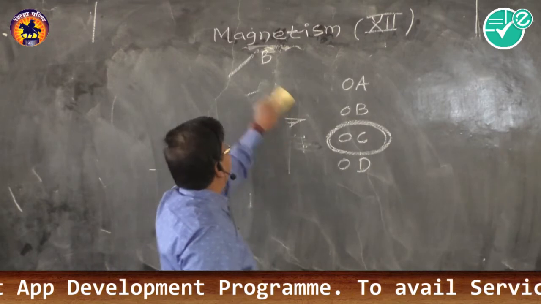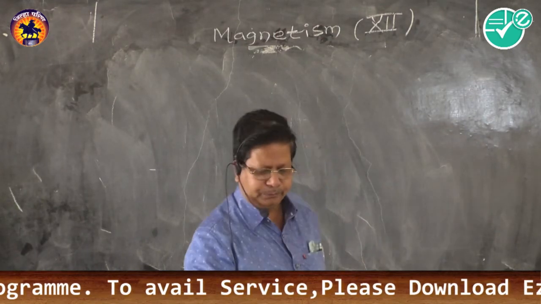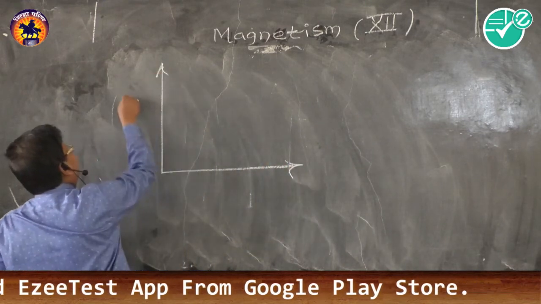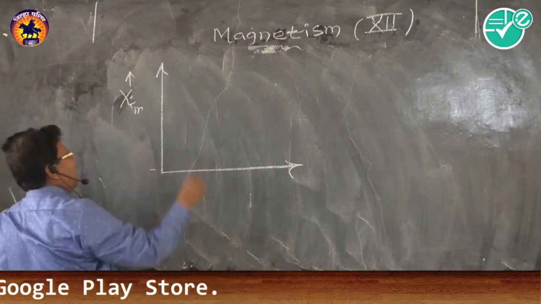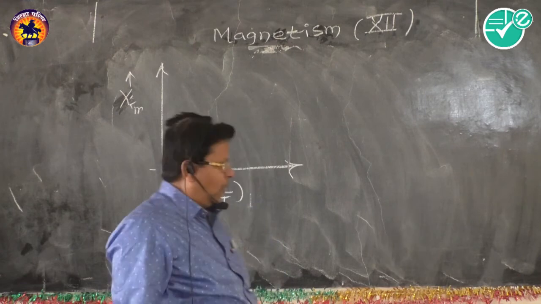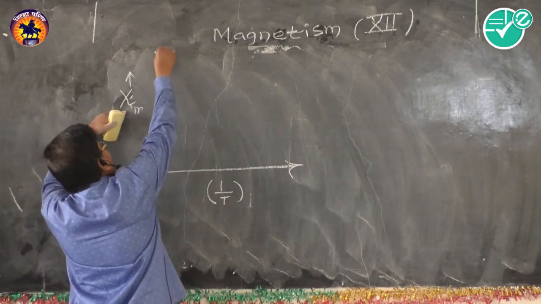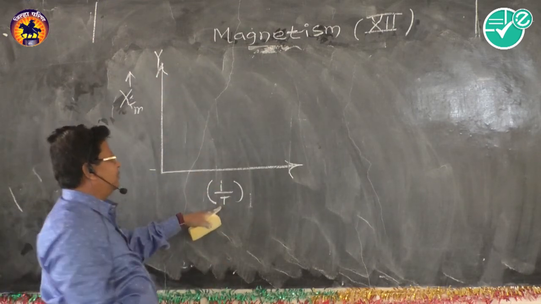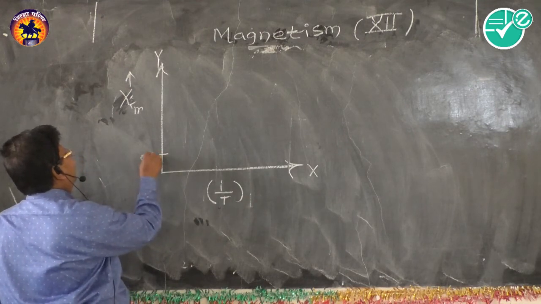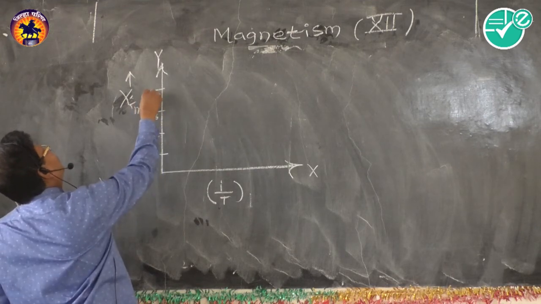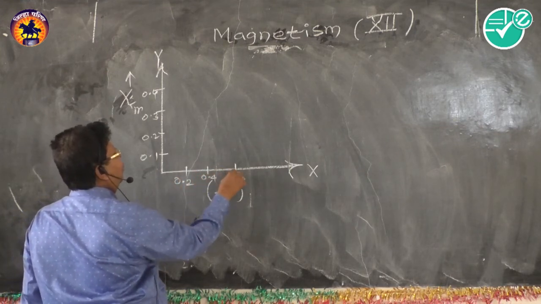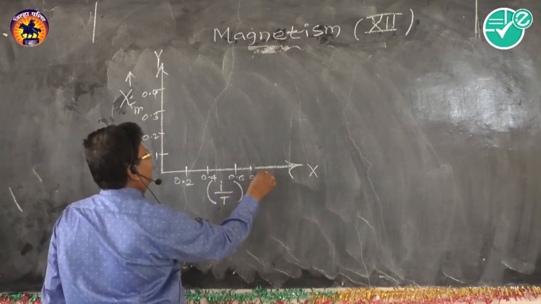And regarding magnetism, the last MCQ: a graph between magnetic susceptibility and reciprocal of absolute temperature is given. Magnetic susceptibility is taken on the y-axis and reciprocal of absolute temperature on the x-axis. The values provided for chi are 0.1, 0.2, 0.3 and 0.4. For reciprocal of absolute temperature, the values provided are 0.2, 0.4, 0.6 and the next point is 0.7.